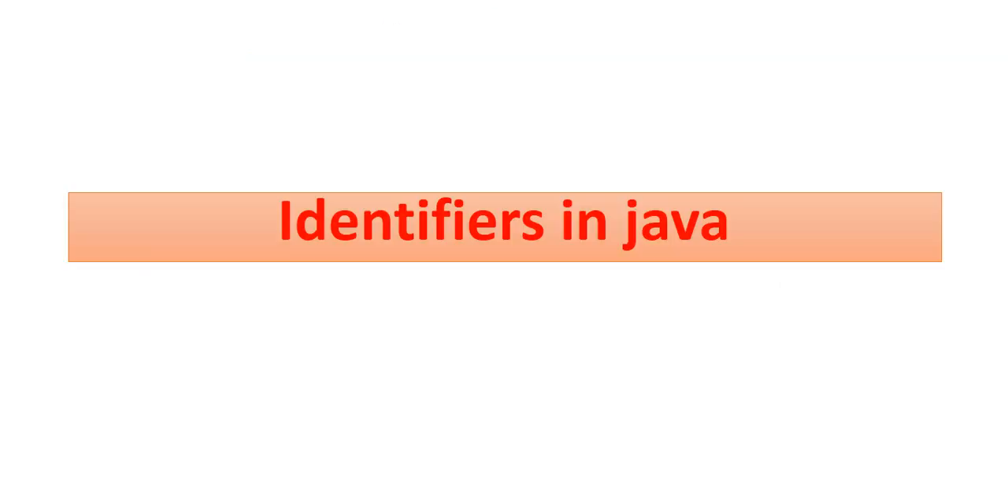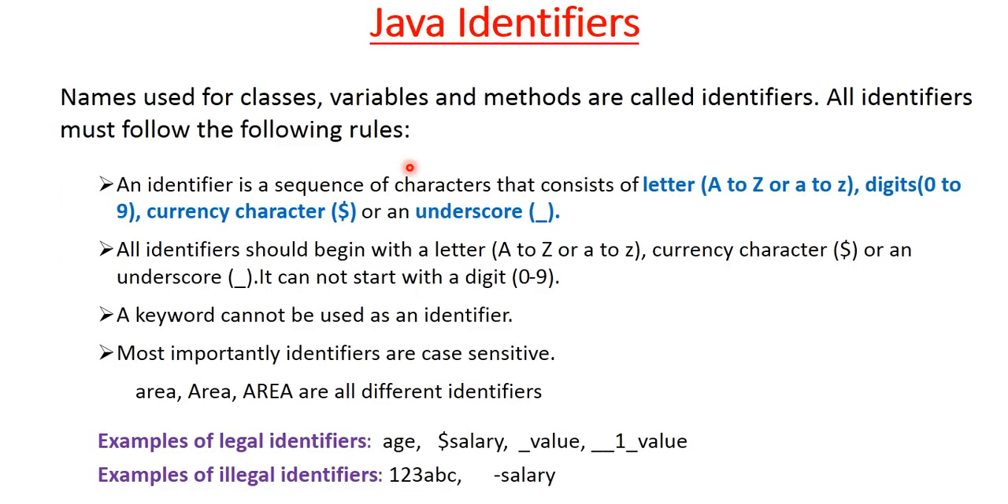Then identifiers in Java. It is very important to learn how to declare them and what the rules are to declare an identifier. So let's start. Names used for classes, variables, and methods are called identifiers. So classes, variables and methods are called identifiers. All identifiers must follow the following rules. There are some basic rules that need to be followed whenever we declare classes, variables and methods.